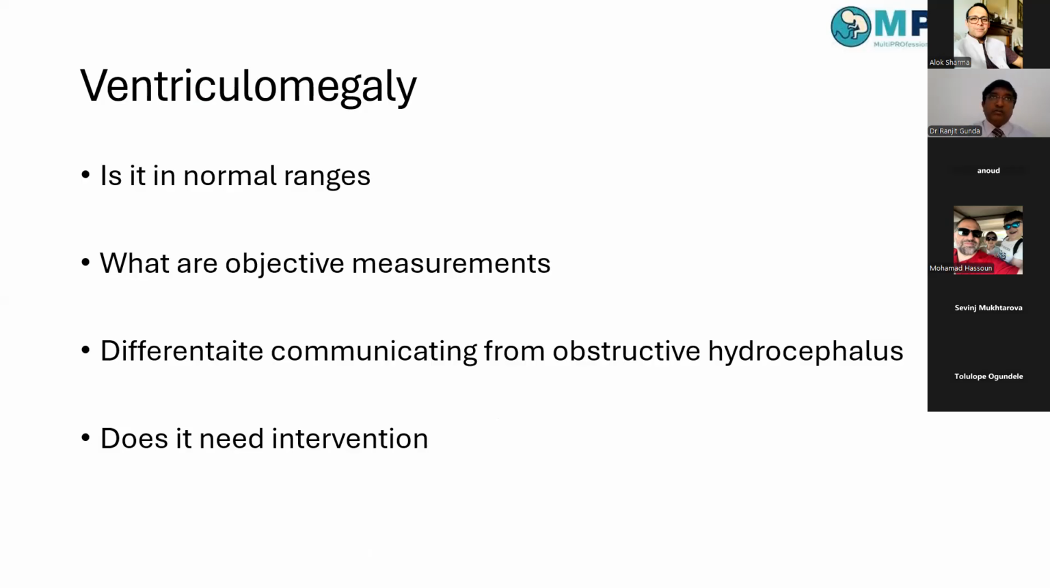And to make it easier and clearer, a lot of work has been done in this area, especially looking into objective measurements rather than being subjective, like slightly bigger, less big, or smaller. So we're going to look into some objective measurements that will guide us clinically to see whether we need to intervene or whether we need to monitor more closely, and how to do it, and to try to differentiate communicating from non-communicating hydrocephalus.